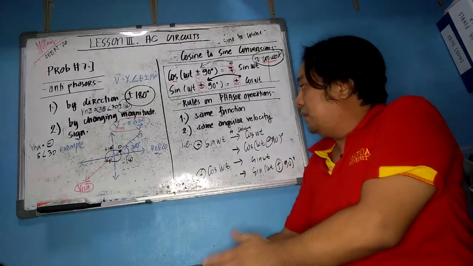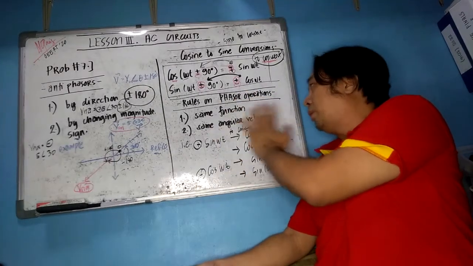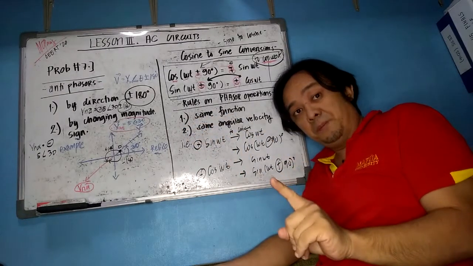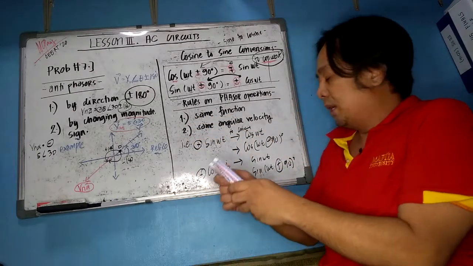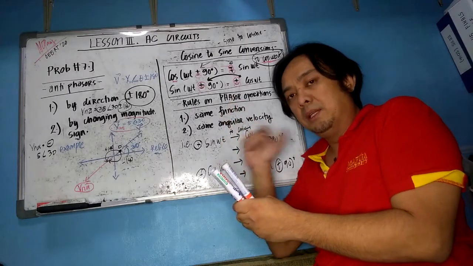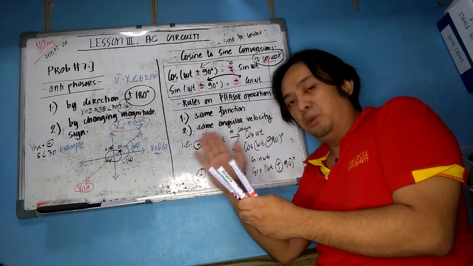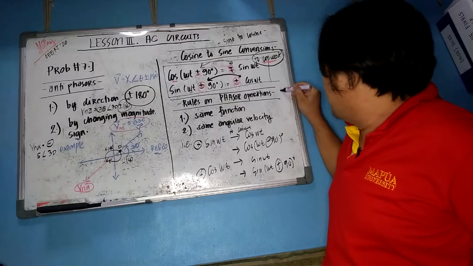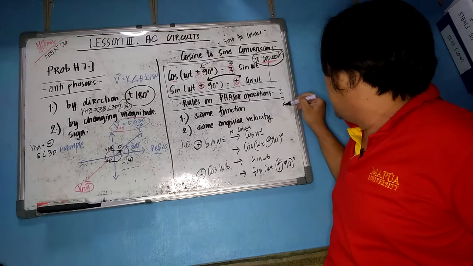And last but not the least, before you have phasor operations, first you must have the same function. So it means all the functions must be sine or cosine, all of them. If you want to add, subtract, divide. When you say operations, you have plus, minus, divide, and multiply, right?